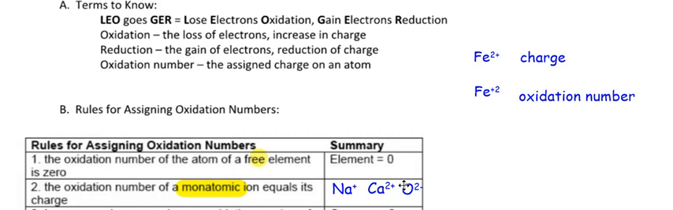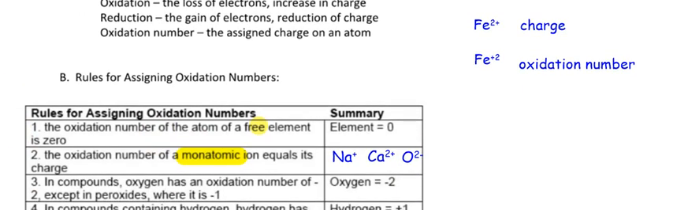Okay, so those are the monatomic ions. Now, here are some very, very specific rules. In compounds, oxygen has an oxidation number of -2, except for in peroxides where it is -1. Why do you think oxygen is either -2 or -1 and nothing else? Well, it's the second most electronegative element there is. That's why.